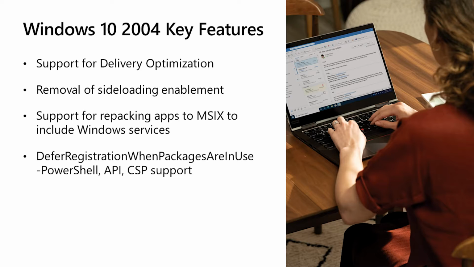So let's transition now and talk about some of the key features of the Windows 10 2004 edition. First and foremost, we support delivery optimization. That was a big ask across enterprises. Enterprises really want us to take advantage of DO, or delivery optimization, to help mitigate stress on their networks. I already talked about the removal of the sideloading enablement.